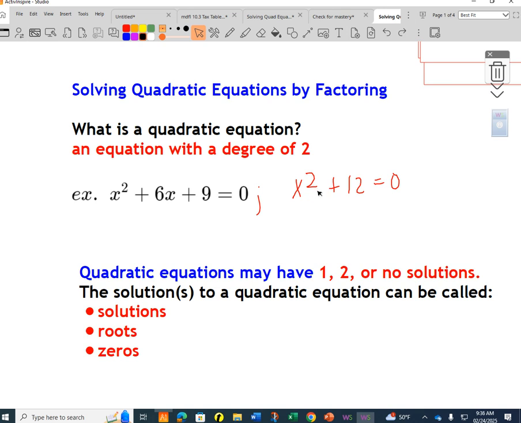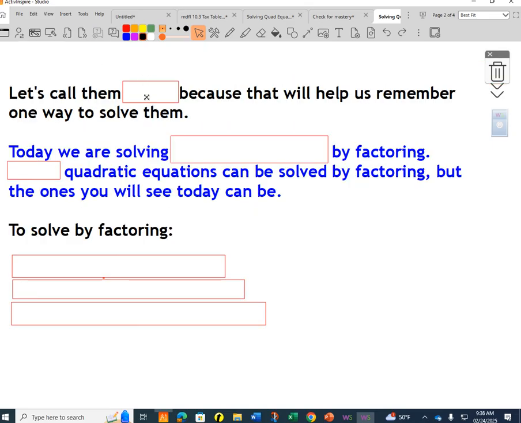When you're solving using the square root, I guess maybe that's where the root name comes from, right? You take the square root of both sides, like we did in Friday's assignment, the answers would be the roots. Okay. We're going to call them zeros today because that will help us remember one way to solve them. We're going to be studying everything equal to zeros. We're going to call those zeros.